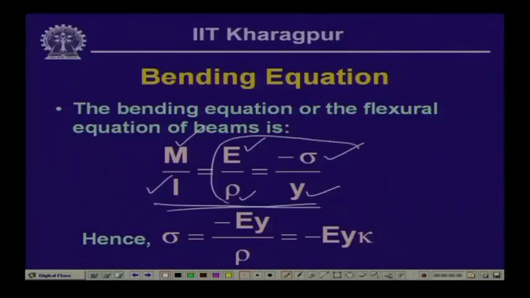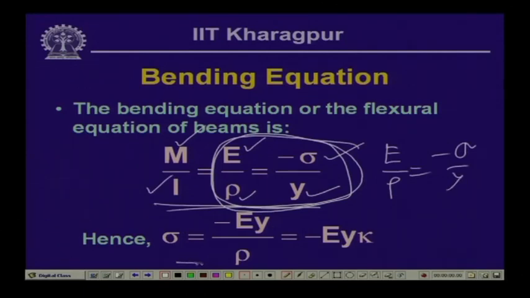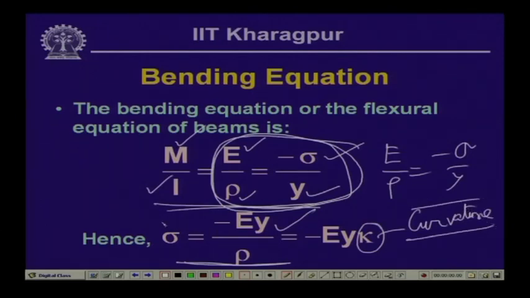Now, if we relate the stress with the curvature, that means if we take this relationship, E by rho equals minus sigma by y, then we get sigma equals minus E y by rho, and y by rho, as you know, we have termed kappa, the curvature. So, this is how the stress is related to the curvature through the parameters E and y, and we can evaluate this at a particular point with respect to the neutral axis.